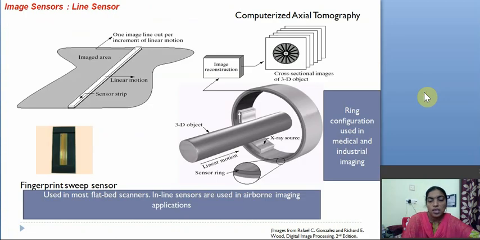Now coming to the next one, line sensors. Line sensors means that in one line many sensors are arranged. At a time we can capture the particular light signal and convert the light signal into the electrical signal, right? See this, this is the arrangement here. Suppose this is a sensor strip, from this end position to that end position.